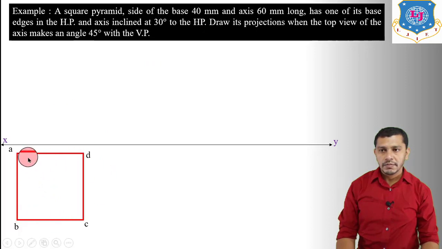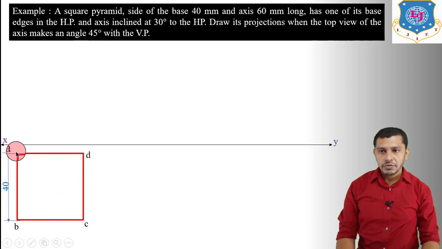So draw the square. This will be the base of the square pyramid having side length 40 mm. So A, B, C, D is the top view of the base, whereas AB, BC, CD and DA are the top view of the base edges. Now we have to show the top view of the slant edge.